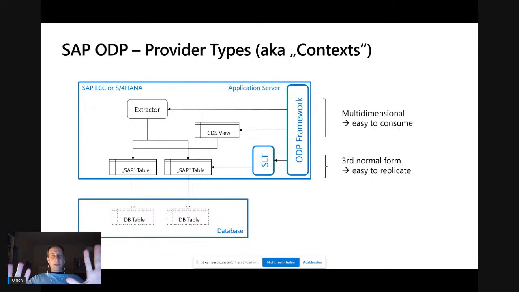Okay, now I mentioned these different provider types, and I want to clarify a little bit, because in a lot of discussions which I had over the last couple of weeks, I noticed that people who are not so much into SAP are not so familiar with the terminology of extractors or CDS views or what that actually means and how they differ, for example, from tables. And I tried to create a small diagram here which explains this a little bit.